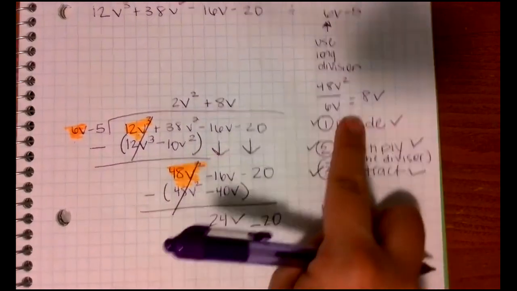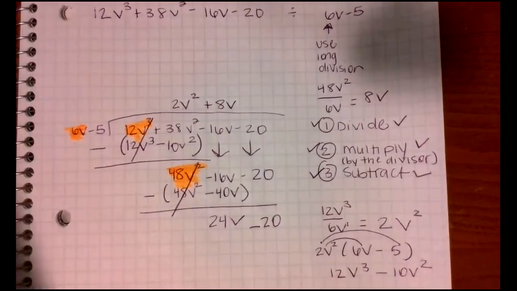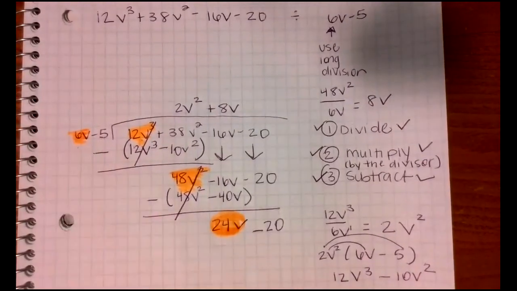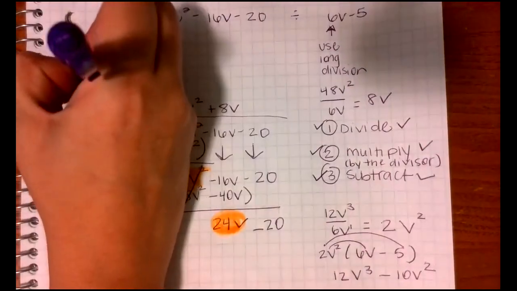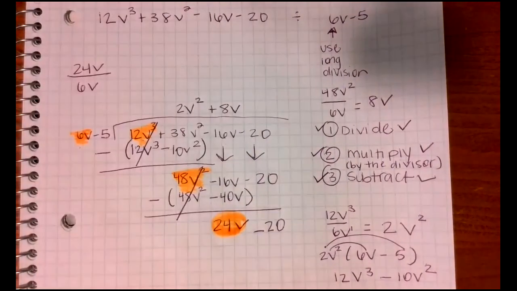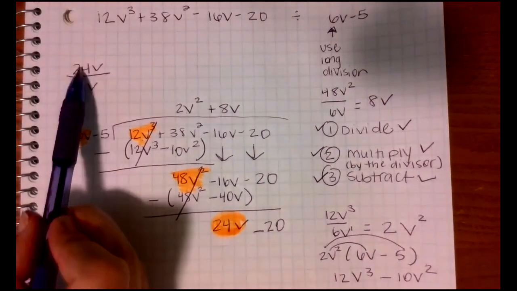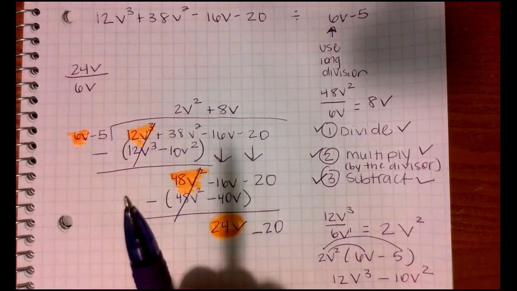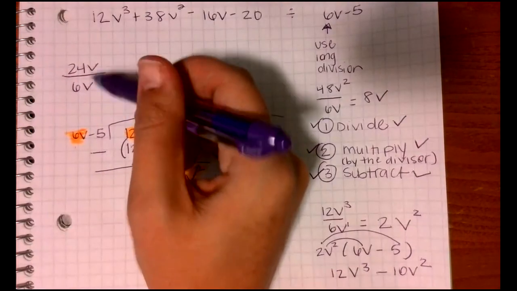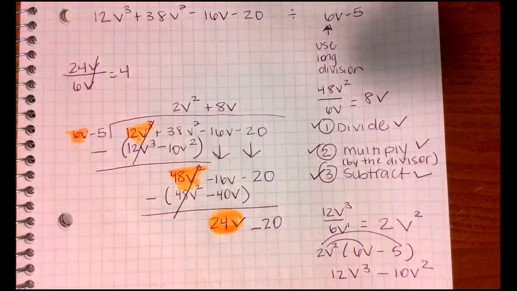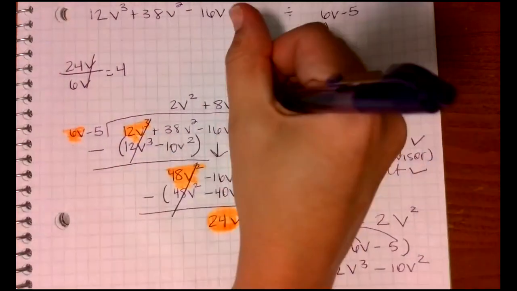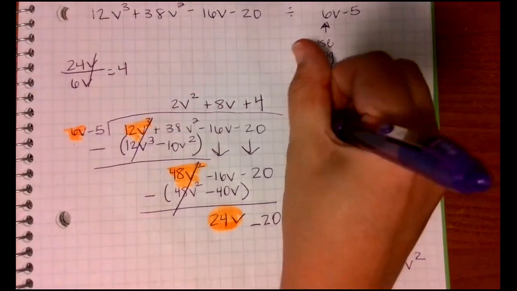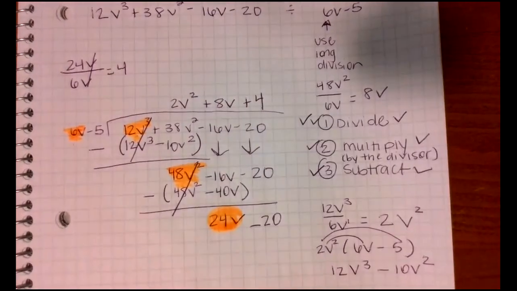We just repeat these same 3 steps all over again. Now we're dividing 24v by 6v. 24 divided by 6 is positive 4. And the v's, because they have the same exponent, they go away. So when you divide 24v by 6v, you just get positive 4. So we divided. All right, now we multiply.